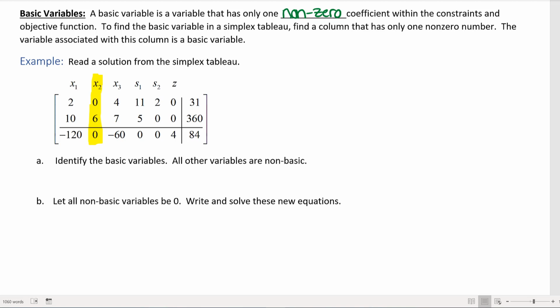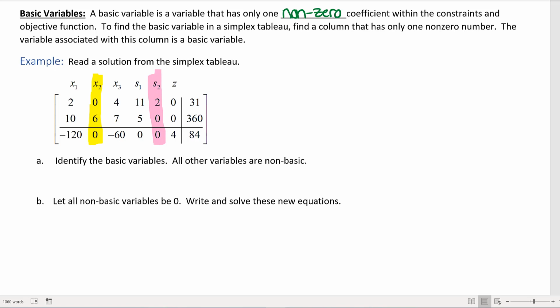x3, 4, 7, and negative 16. Nope, that's not basic. s1, 5, 11, and 0. Nope, that's not basic. Even though it has a 0, all of the other variables have to be 0 except 1. How about s2? s2 is also basic because we only have one non-zero number and the other two are 0.